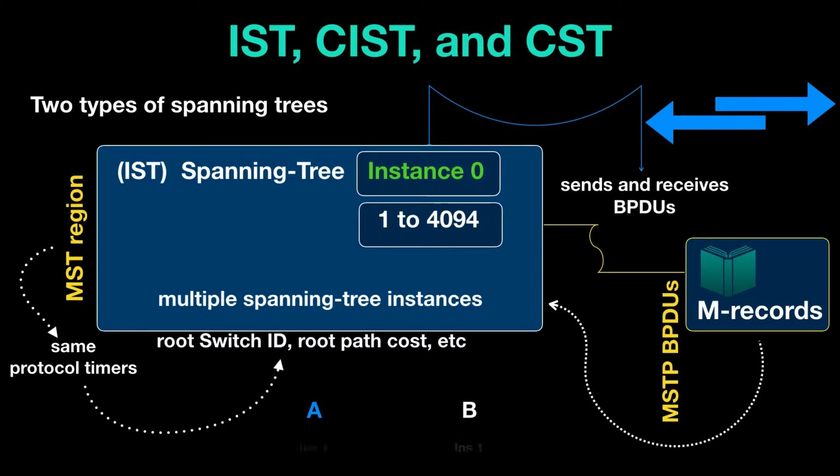An MST instance is local to the region. For example, MST instance 1 in region A is independent of MST instance 1 in region B, even if regions A and B are interconnected.